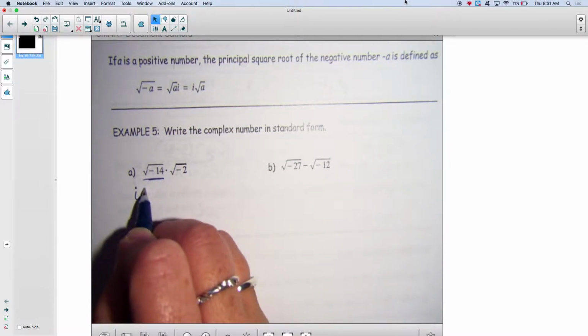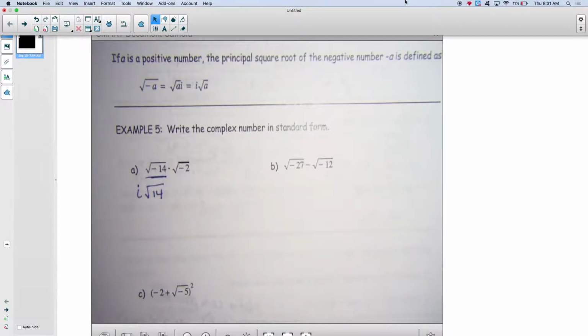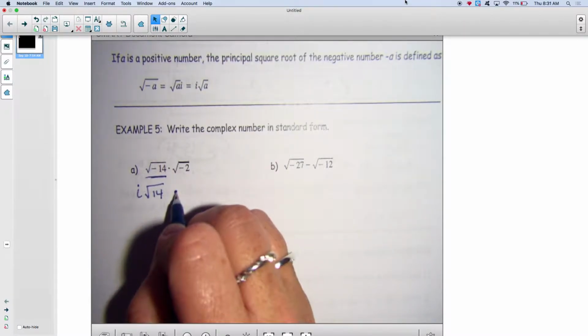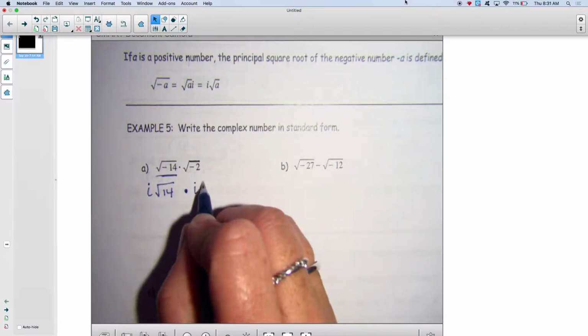Isn't that i times the square root of 14? I like to put my i in front so it doesn't accidentally slip underneath the square root. And then the square root of -2 is i times the square root of 2.